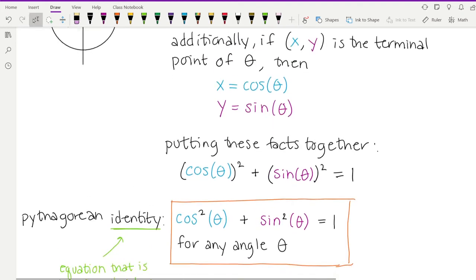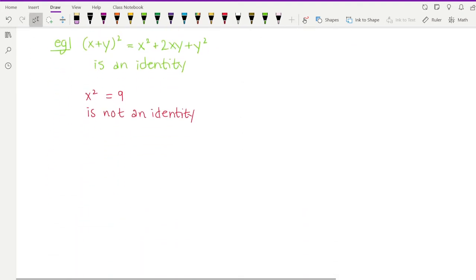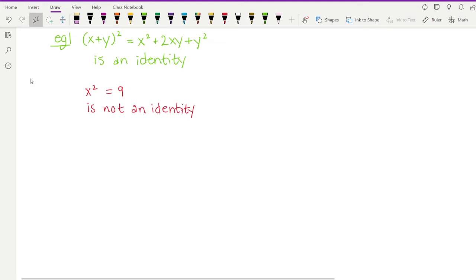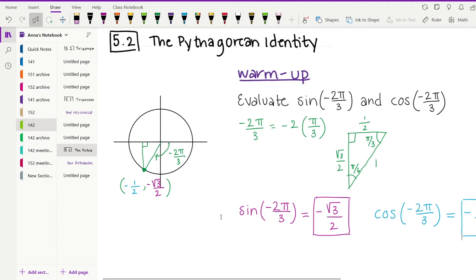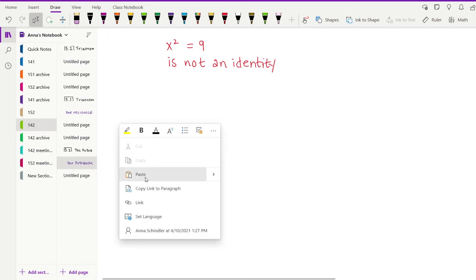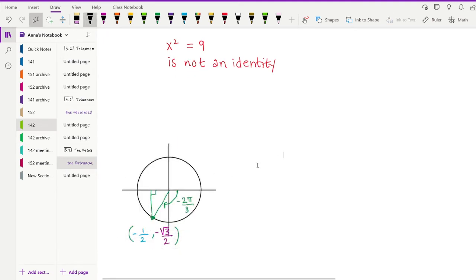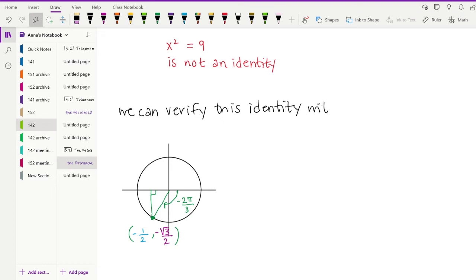So I want to take this identity and we're going to do a couple of practice problems using it. But the first thing I want to do is verify that this identity works. And the way I'm going to do that is using our first example. So I'm just going to copy this and bring it down here. For example, we can verify this identity with our earlier example.